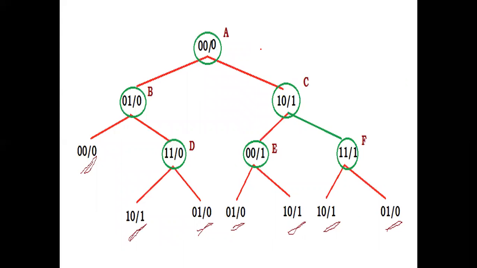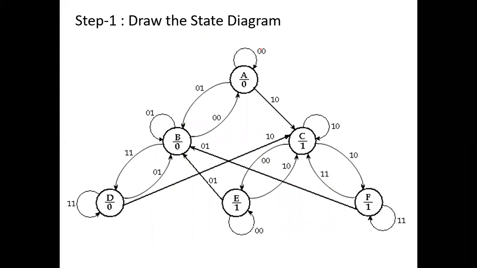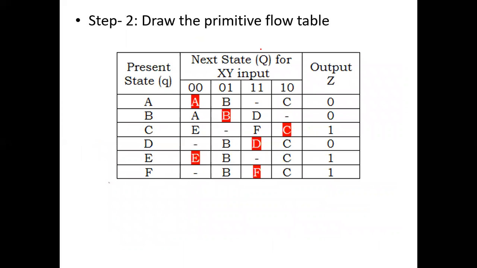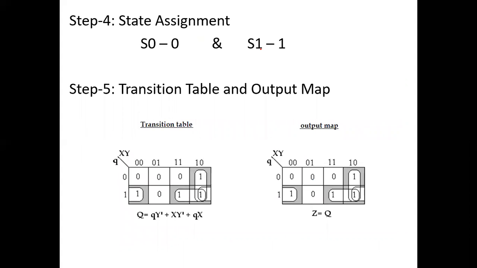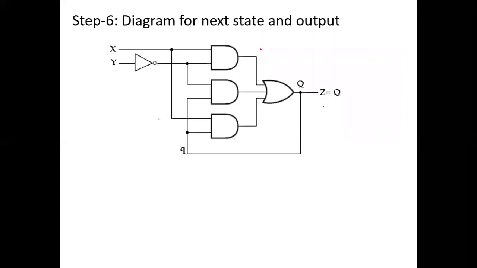The example. First we derive the state diagram from the given condition. Then you have to define the primitive flow table, then state reduction, then the reduced primitive table. Then you have to define the state assignment, that is 0 and 1 for the particular state transition, then the transition table and output map. This is the diagram for next state output.